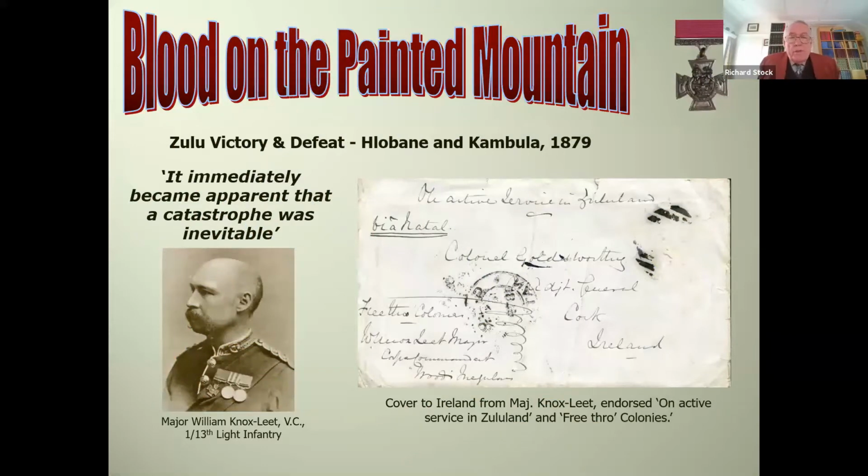I said that most people remember Isandlwana and Rorke's Drift, but 2 months later, in March of 1879, there was a very similar situation, a very near miss, almost another defeat at Hlobane in Zululand, and a victory 2 days later at Kambula. At Hlobane, Knox-Leet, an officer in the 13th Light Infantry, the Somersets, saved the life of Lieutenant Metcalfe Smith of the Frontier Light Horse. When they got back to the camp, everybody said, "What a wonderful thing you did, Knox-Leet. You should get the Victoria Cross for saving young Metcalfe Smith's life."